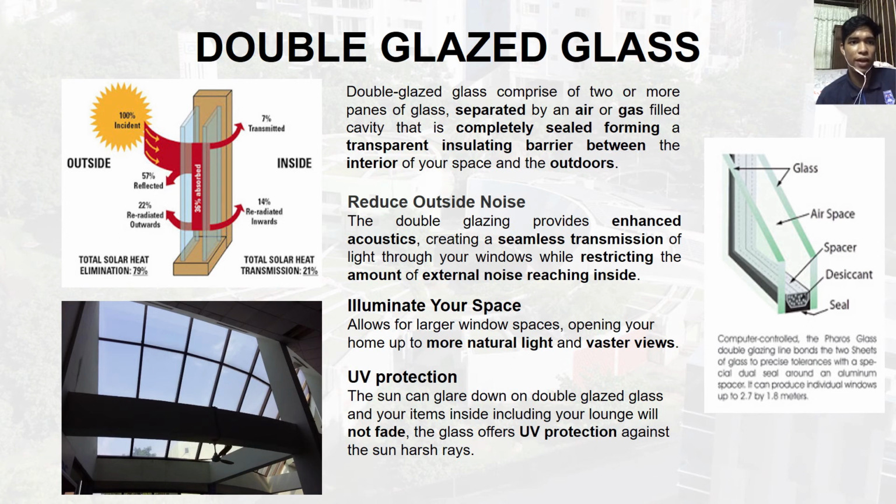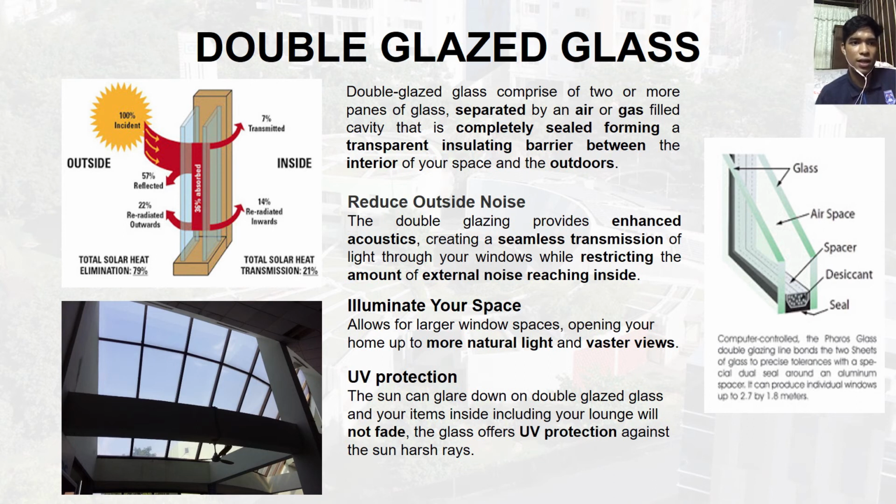So the double glazing provides enhanced acoustics, creating a seamless transmission of light through windows while restricting the amount of external noise reaching inside. And the second one is to illuminate your space. It allows for larger window spaces, opening your home up to more natural light and better view. So you can get more natural light and better view, which is very important for humans to work in a good environment. And the last is UV protection.